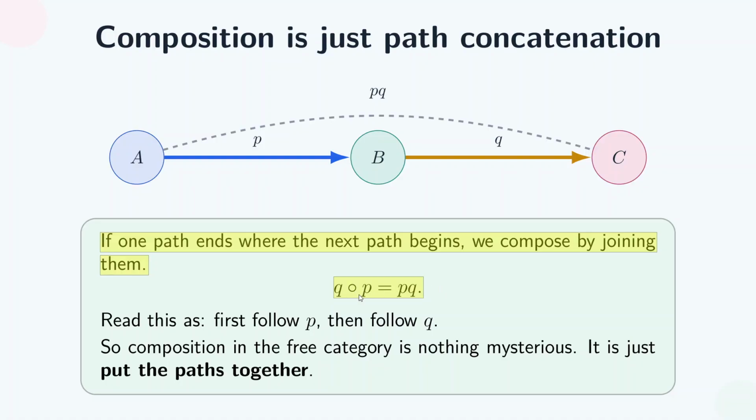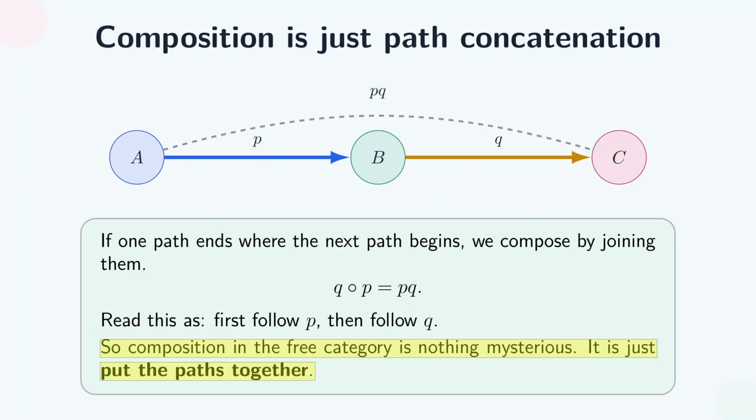This notation is worth pausing over. When we write Q composed with P, we mean first do P, then do Q. So the order of symbols in composition and the order of travel need careful attention. But conceptually the idea is simple. If the end of the first path matches the beginning of the second, we can join them. And the resulting joined path is their composite. So composition in the free category is not some mysterious extra law imposed from outside. It is just ordinary path following, made official.